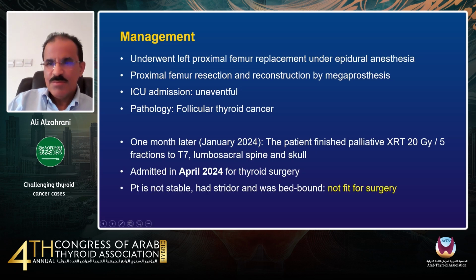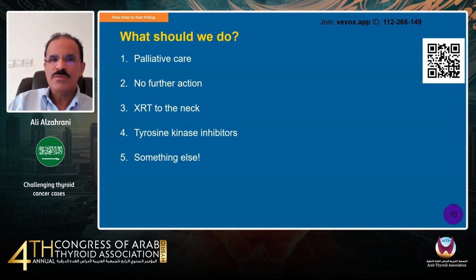She was not stable. I was called by the surgeon and he took me to the patient and said, you want me to do surgery for this patient who is having stridor? She was bedbound. She is definitely in a very bad shape. So the question: what should we do with all of this? The patient still has the primary disease there. The only thing that we could do is to fix her hip. She has extensive metastasis, aggressive disease. And the question here, what should we do?